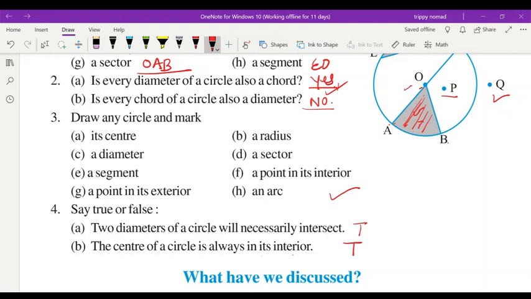So I hope you understood this chapter. You complete this chapter, a simple chapter, in your notebook. And in the next class we will do the next exercise, the next chapter, chapter number 5.